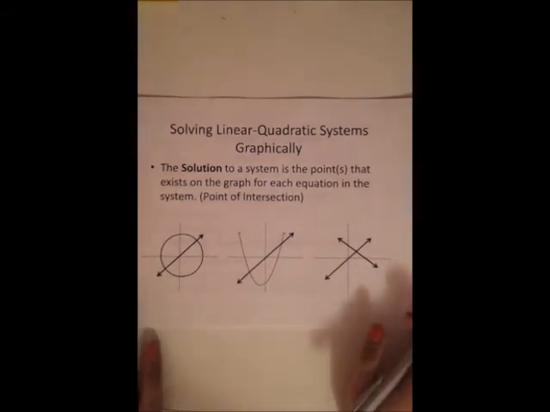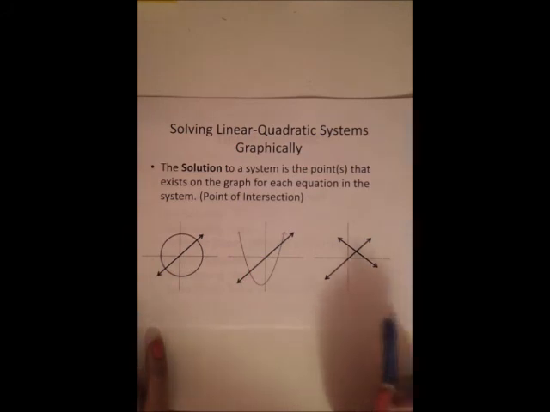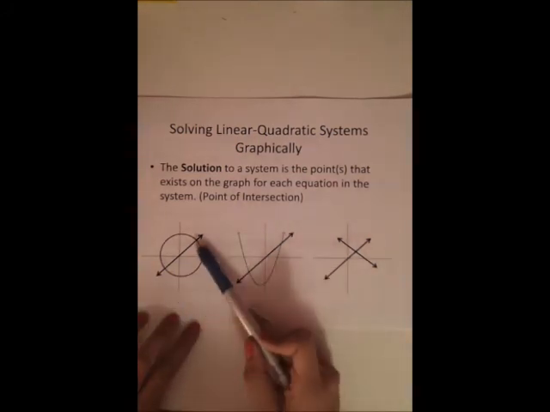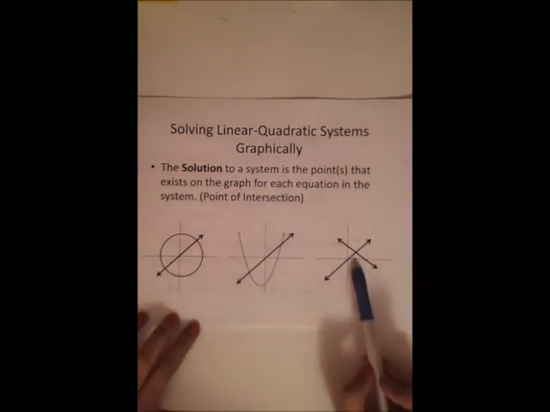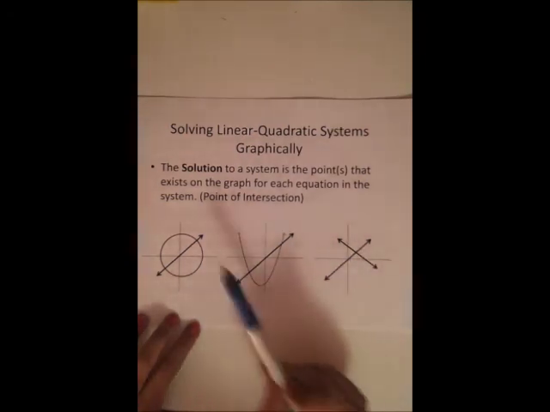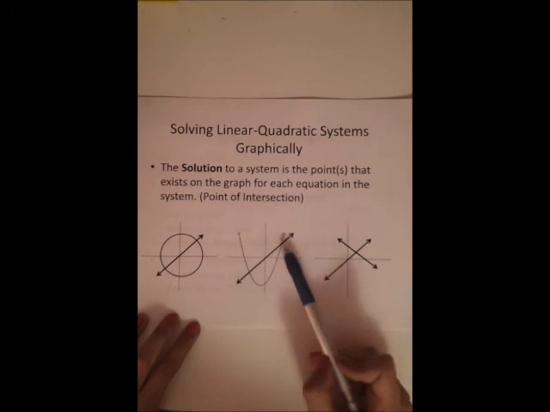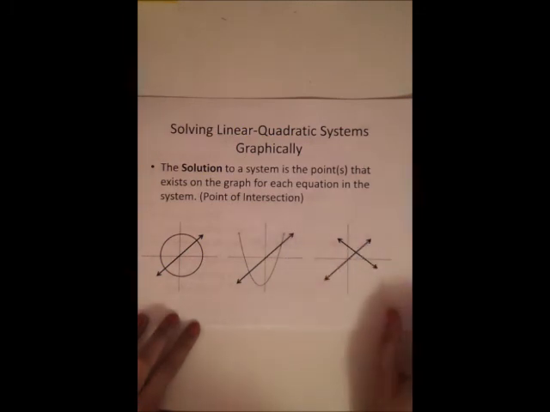Okay, so in this video we will be looking at solving linear quadratic systems by graphing. If you're asked to find the solution to a system, what you're going to look for is any point that exists on the graph for each equation in the system. So you're basically looking for any points of intersection between the two lines. It is possible to have two points of intersection or one, and in this video we will be looking at a linear line and a circle, a line and a parabola, or if you have two linear lines.